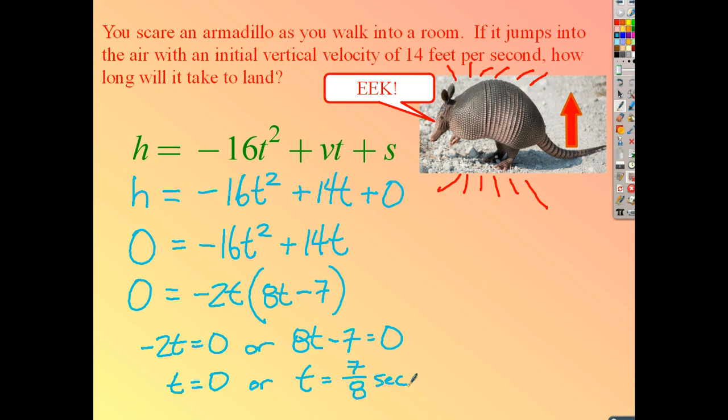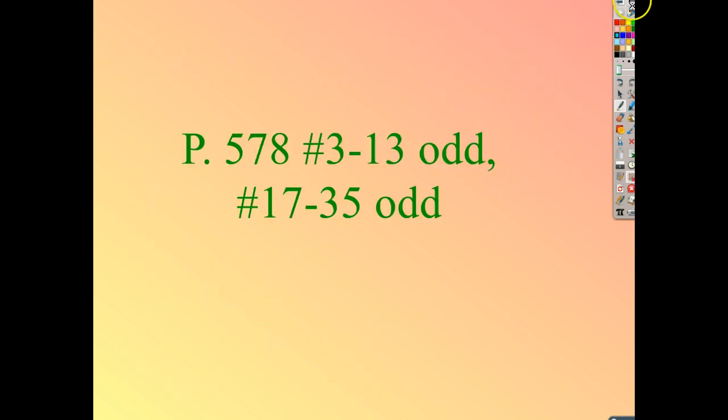And again, bring up any questions you have, especially about the vertical motion model. We'll do a couple more of these problems in class, but I really want you to have an idea of how to factor these, how the zero product property works. So go ahead and practice some of those. These are your problems that I want you to do at home. 3 to 13 odd, 17 to 35 odd.